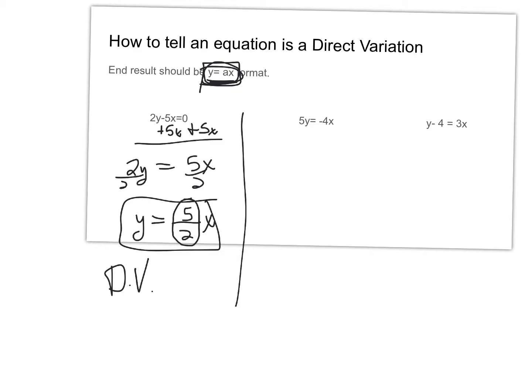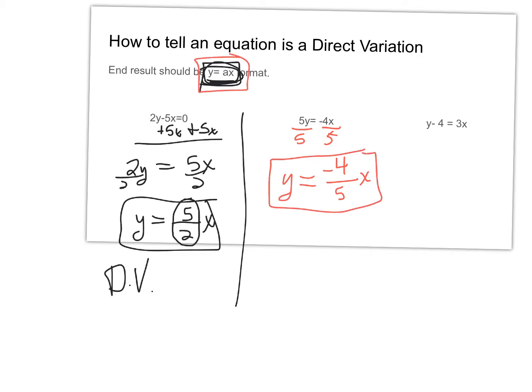Now looking at this next one, again I'm going to solve for y. So divide by 5. Y equals negative 4/5 x. Again, does this look like y equals ax? The answer is yes. So this again is also direct variation.